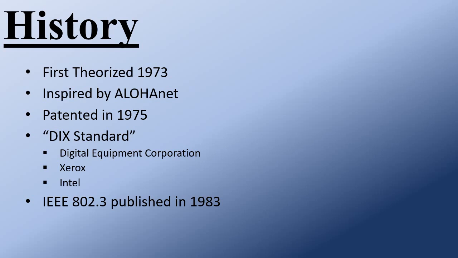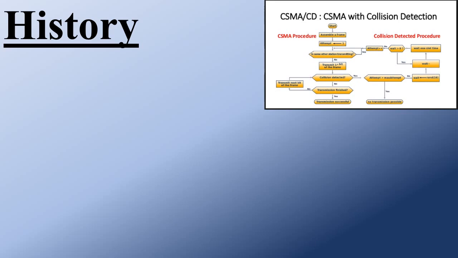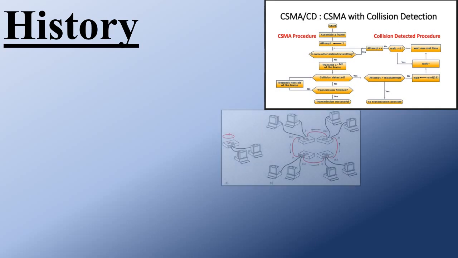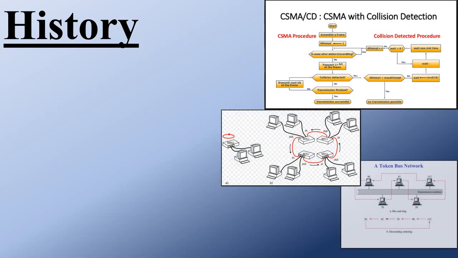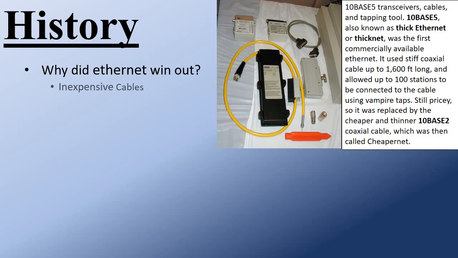1983 with IEEE 802.3. Now initially, Ethernet had to compete with many proprietary protocols such as the Carrier Sense Multiple Access with Collision Detection Protocol, Token Ring Protocols, and Token Bus Network Protocol. So with all these protocols out there, why did Ethernet win out over all of them to become the standard we know today? Well, at first, Ethernet was able to use cheap coaxial cables, and then later cheap twisted pair cables like the ones we use today.